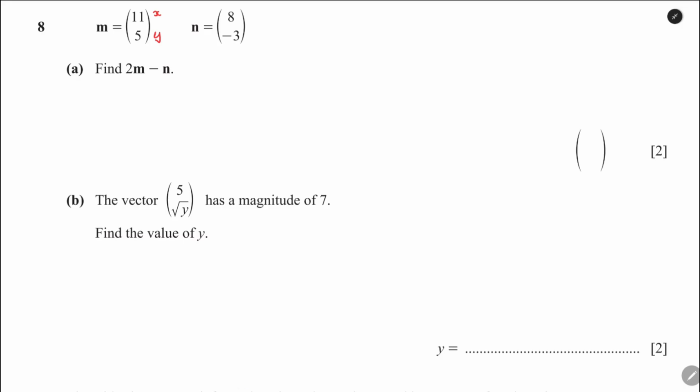We've been asked to find 2m minus n. That means we need to double this.